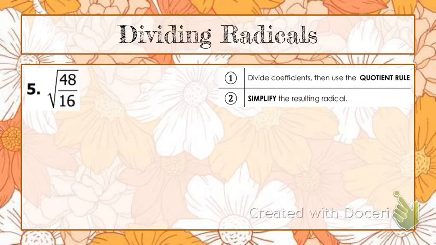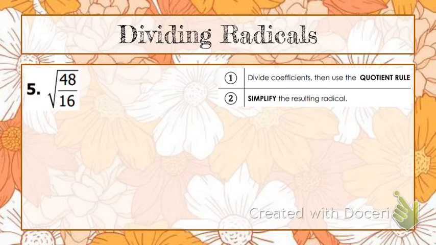I'm going to do one more example of these with you. Number 5 is an example where I just wanted to show you that you can split this up into the square root of 48 divided by the square root of 16 and solve it that way too. And in some cases, when you have perfect squares, this can be helpful. However, in this case, it's just as simple to divide 48 by 16. So that's what we're going to do.